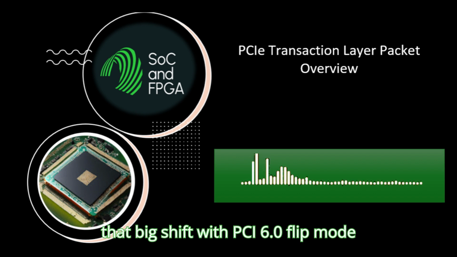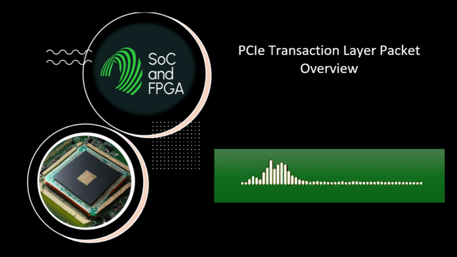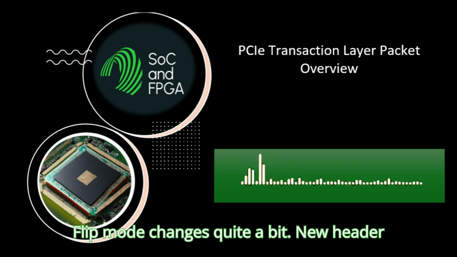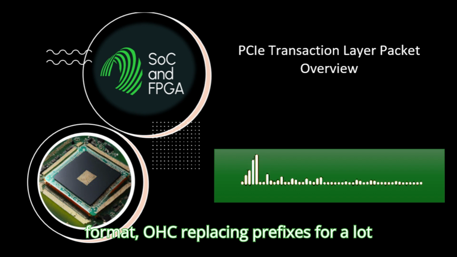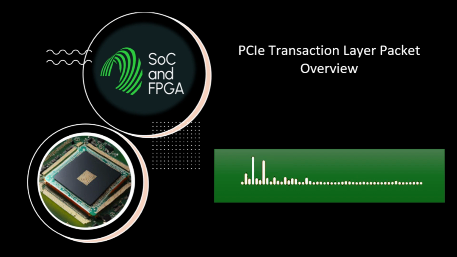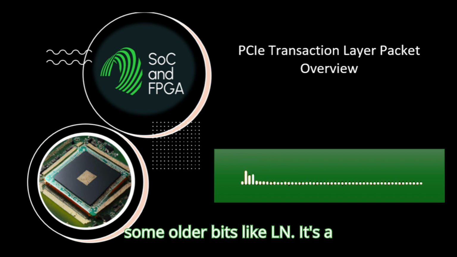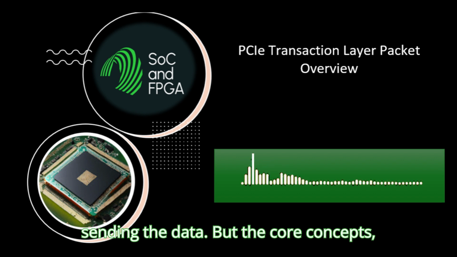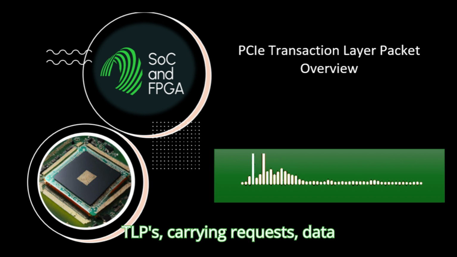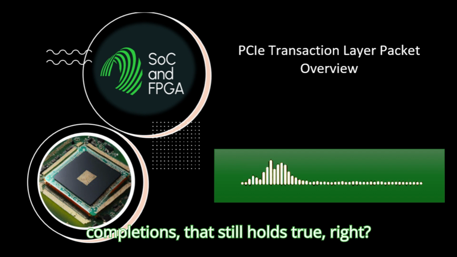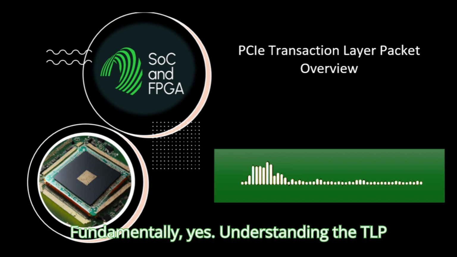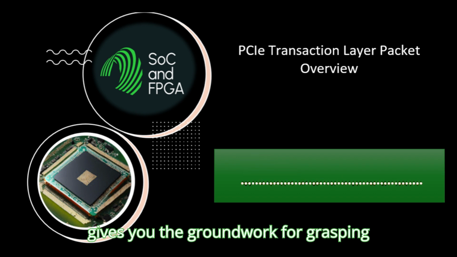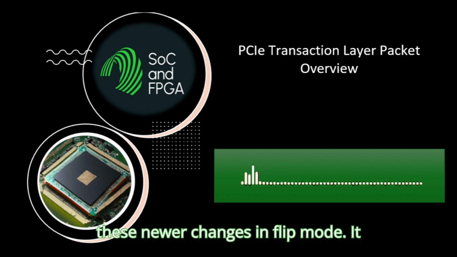And looking ahead, we see that big shift with PCIe 6.0 FLIT mode, driven by needing forward error correction at those crazy speeds. Right. FLIT mode changes quite a bit. New header format, OHC replacing prefixes for a lot of things. Mandatory 14-bit tags. Explicit segment info, deprecation of some older bits like LN. It's a significant evolution in packaging and sending the data. But the core concepts, TLPs carrying requests, data, completions, that still holds true, right? Fundamentally, yes. Understanding the TLP structure we talked about today really gives you the groundwork for grasping these newer changes in FLIT mode. It builds on those principles.